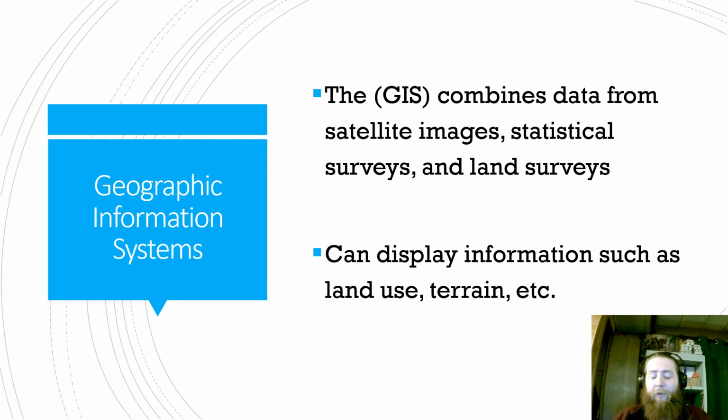Something that we use a lot in science, in all the sciences, all disciplines. Biology uses this, earth science, any kind of meteorology is using the Geographic Information Systems. This is the GIS. And this combines all kinds of data from satellites, statistical surveys, land surveys, wildlife surveys, schools of fish. We're displaying information such as land use over time, what terrain looks like over time, what weather looks like over time, looking at migrations of rabbits in a field. I mean, there's a lot of applications that you can use the GIS for.